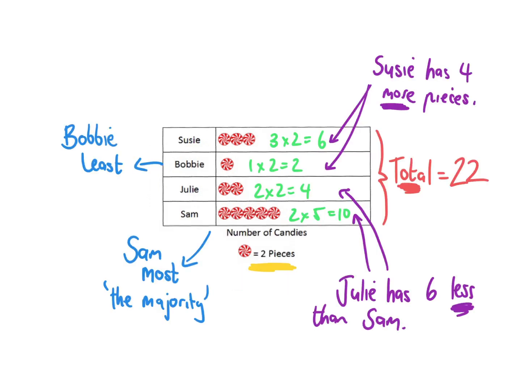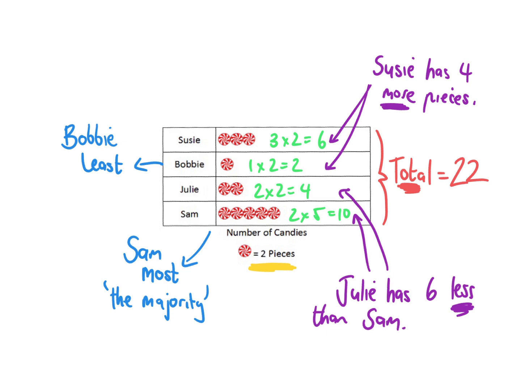Now that you've taken some time to have a look and process the data, I am going to work through with you and show you how I go about processing the data. The first thing I can see is that each candy represents 2 pieces. Each red and white swirl equals 2 pieces of candy.